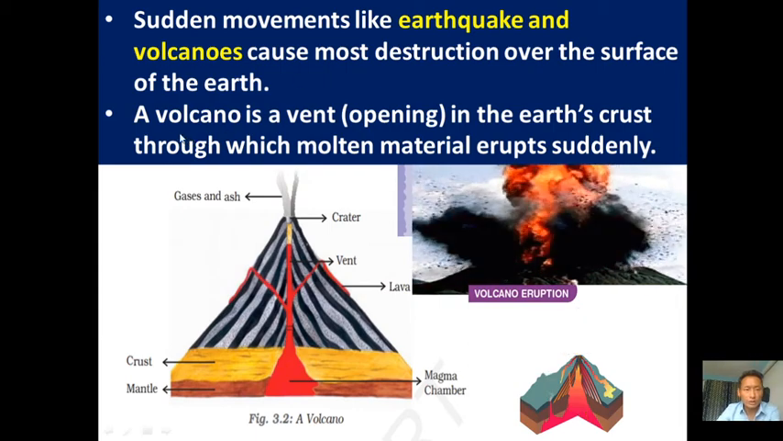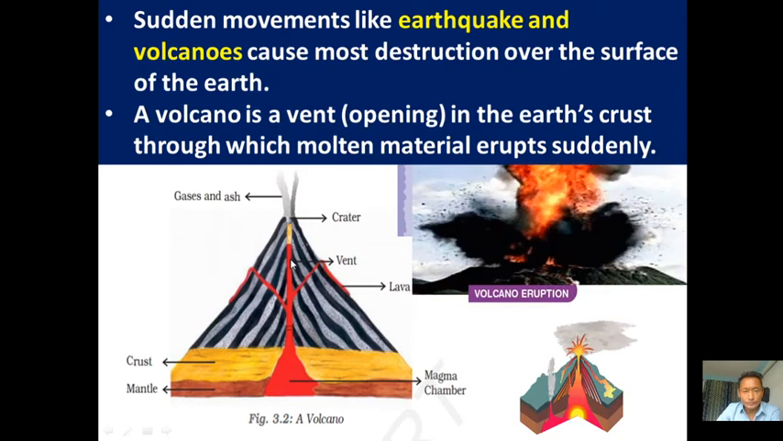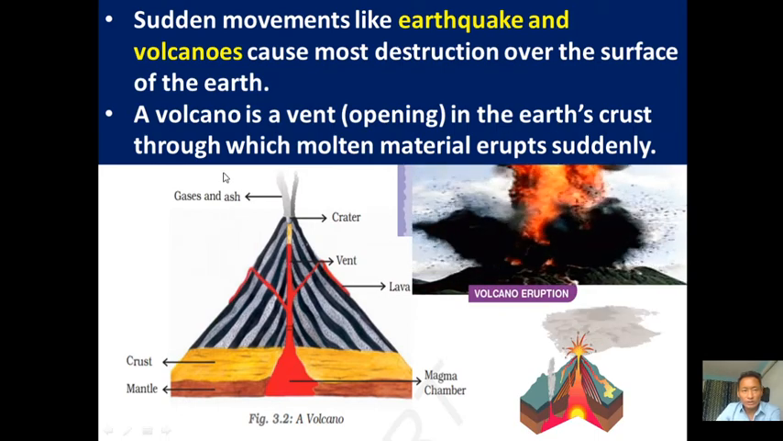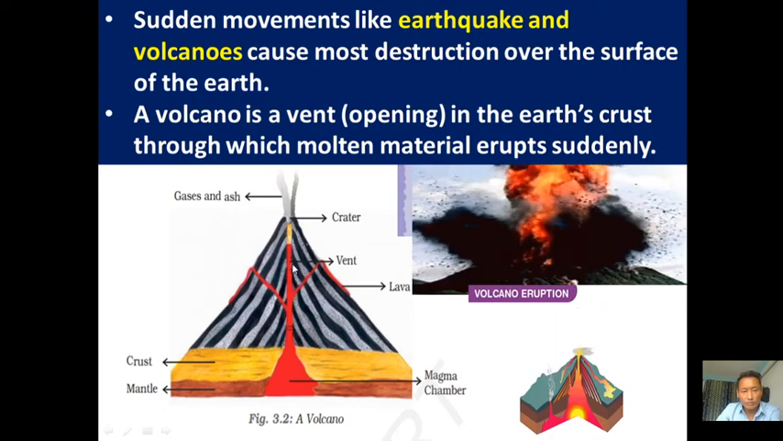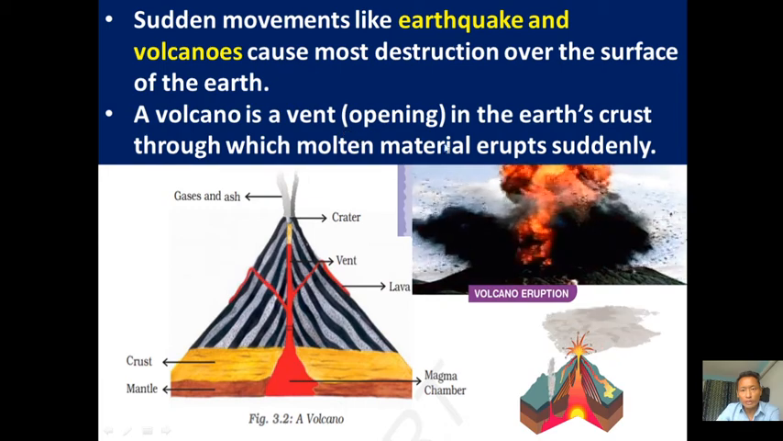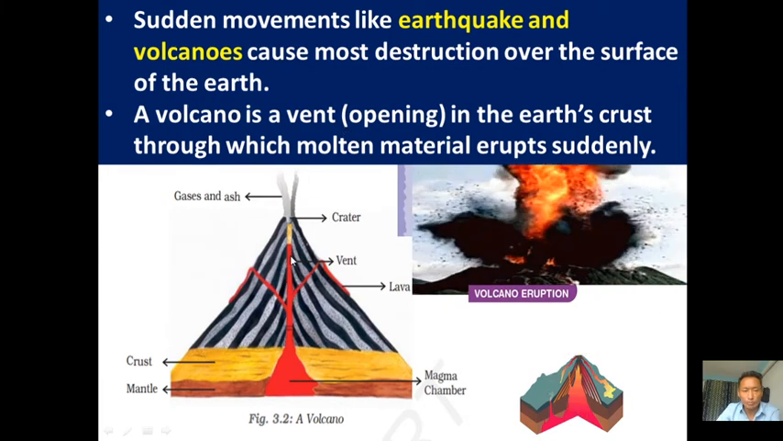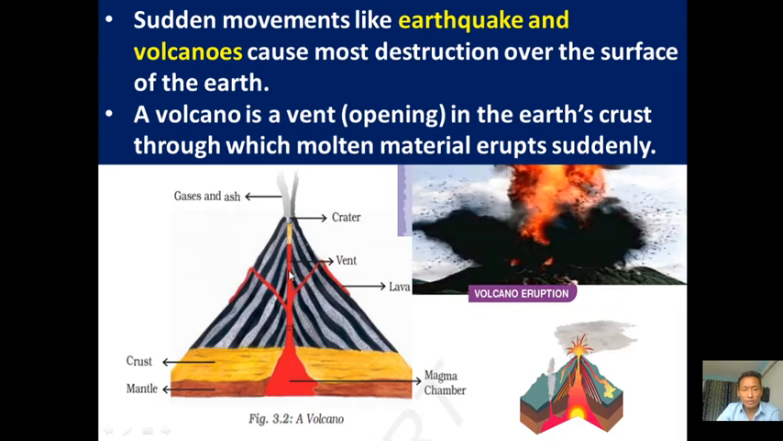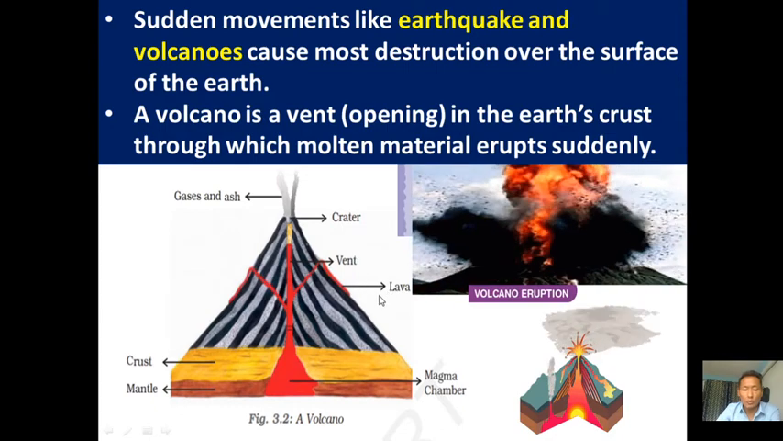A volcano is a vent. Vent means opening. This is an opening in the earth's crust through which molten magma erupts or comes out. Because of this opening, the molten magma is erupted onto the surface of our earth. That is called what? Volcano.